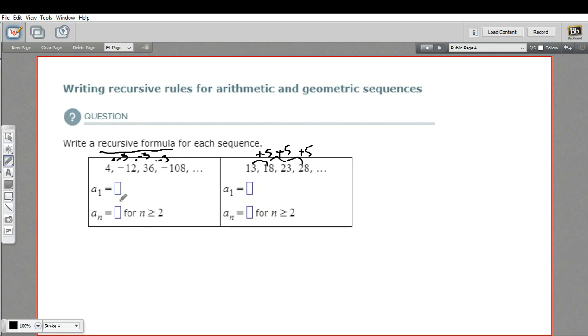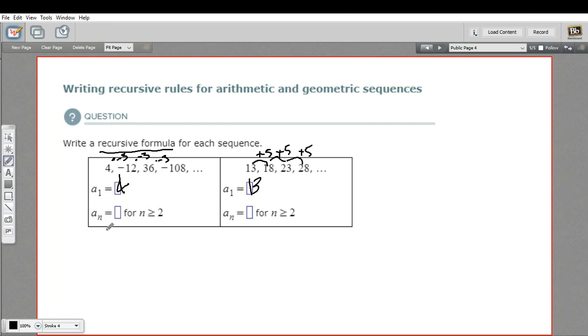In a recursive formula, we usually identify the first element in the sequence. So we say a sub 1 equals what? That's just 4 in this case, or 13 in this case. So that part's not too hard. In a recursive rule like this, we need to know where we're starting. So we just write it down.